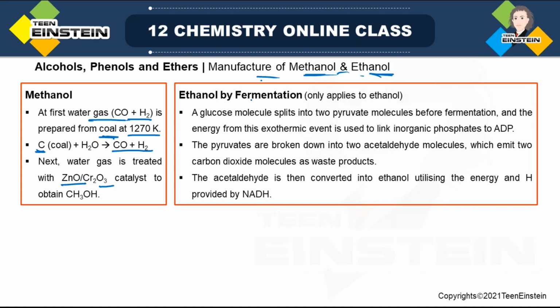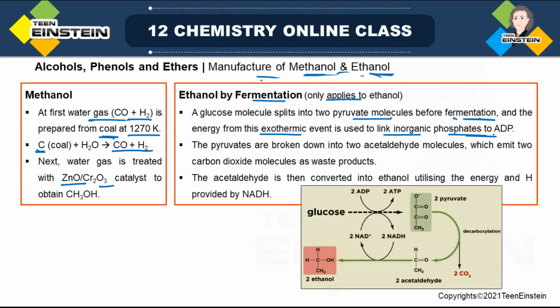Ethanol is manufactured by the fermentation method. It is only applicable for ethanol. We take a glucose molecule. It splits into two pyruvate molecules before fermentation. And the energy that we are getting is from this exothermic process. What is the exothermic process? When glucose is splitting into pyruvate molecules, this energy which is liberated, because it is an exothermic reaction, is used to link inorganic phosphate to ADP, which is adenosine diphosphate. This is the full form of ADP.